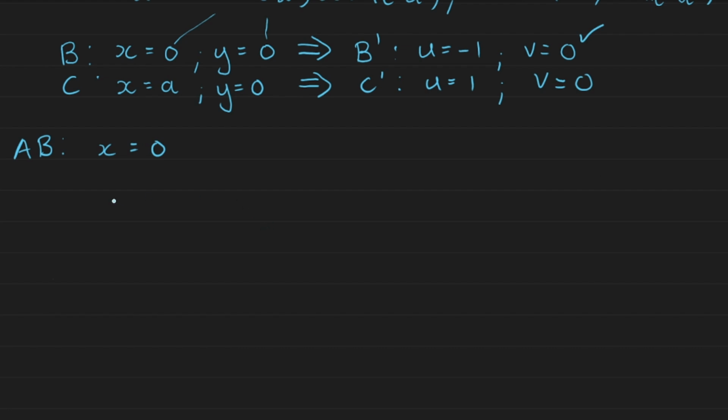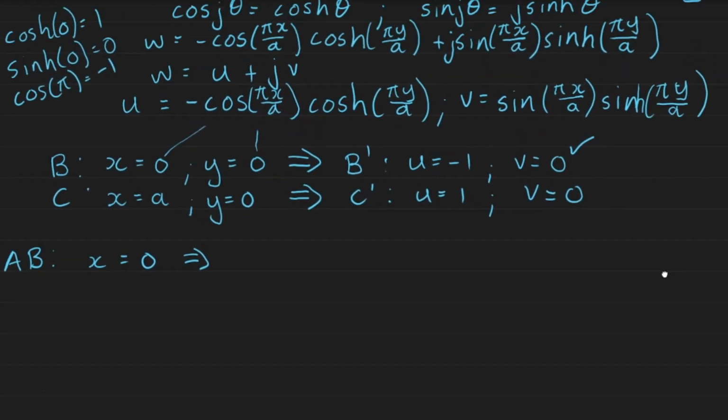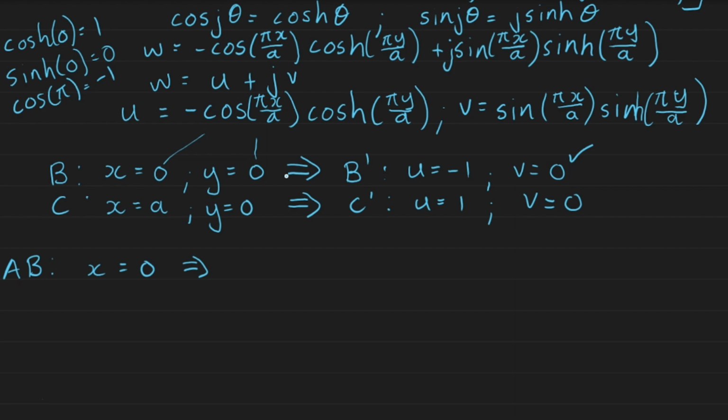So we can just complete that for AB. X is equal to 0. Since x is equal to 0, we can substitute it in for the value of u and v. So when x is equal to 0, we have cos of 0, which is 1. So we can see that u is equal to minus cos pi y over A.